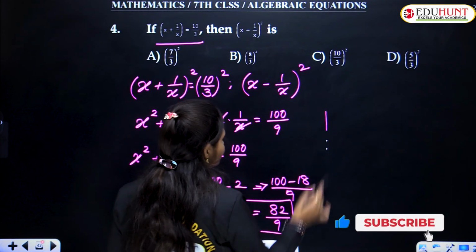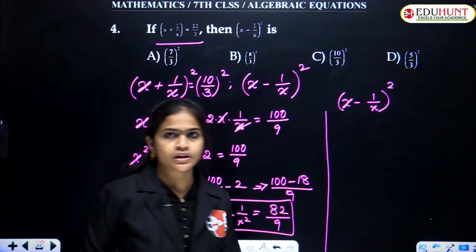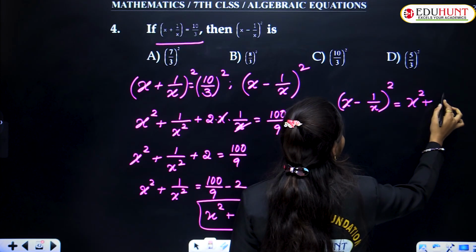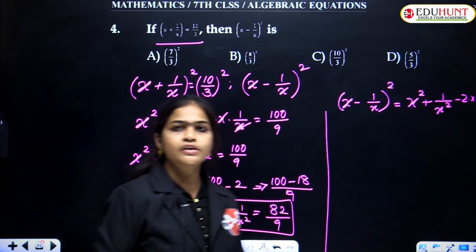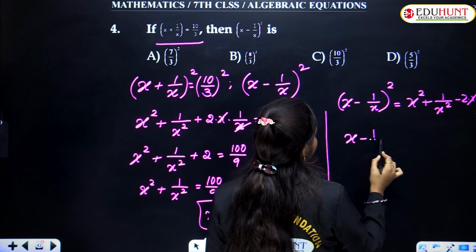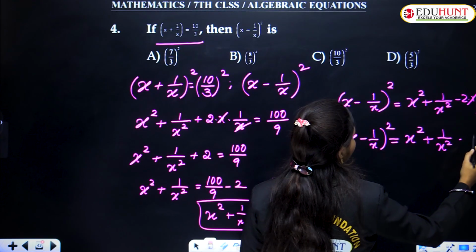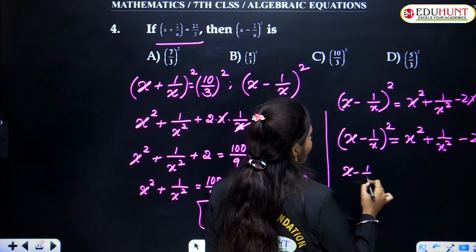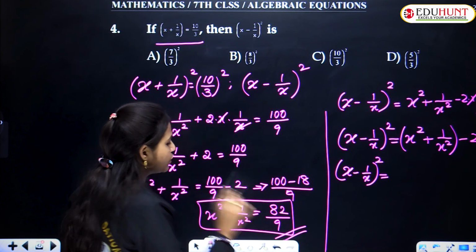Now come to this one. Here we need to find that x minus 1 by x whole square value we need to find out. Okay, so which is equals to a minus b whole square, a square plus b square minus 2ab. Clear ma formula? So here x and x gets cancelled. So from this one, x minus 1 by x whole square is equal to x square plus 1 by x square minus 2. Okay. So from this one, x minus 1 by x whole square is equal to, here x square plus 1 by x square value already we got it here.